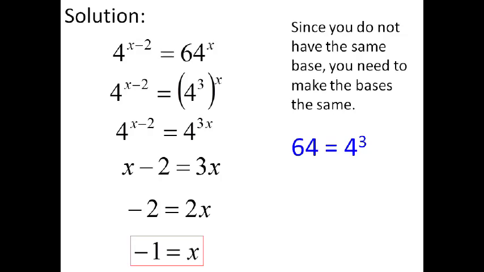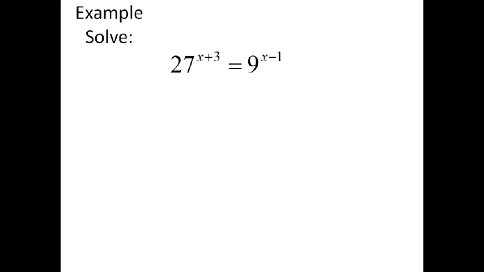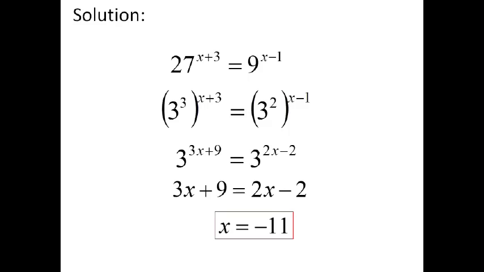Alright, so we know 4 cubed is 64. So we'll just substitute that in for 64 and solve them like we have been solving them. Let's try another one. Alright, so we know that 3 cubed is 27 and 3 squared is 9. So now we have a common base of 3.